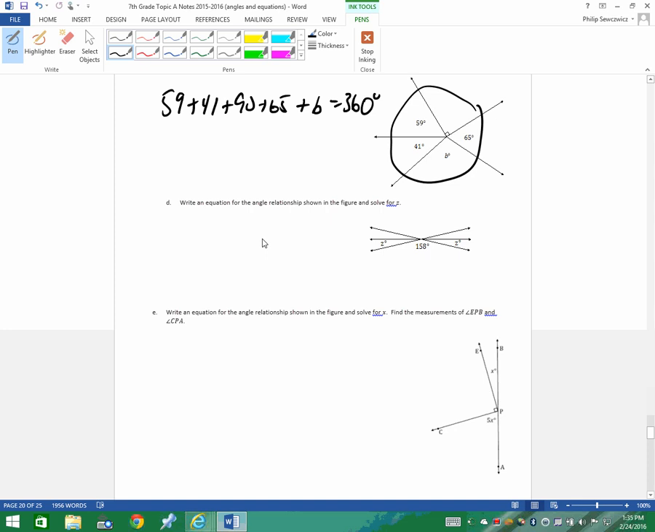All right, letter D. Oh, this is a good one here, people. This is a good one here. Take a moment, pause it there, see if you can solve it. Okay. All right. Just pause it. Okay. You back? All right. Did you see supplementary angles?